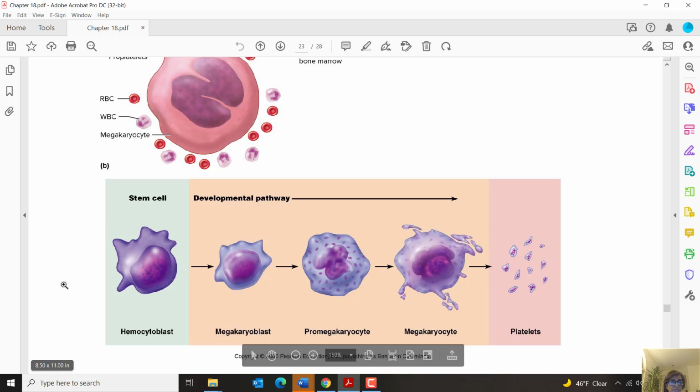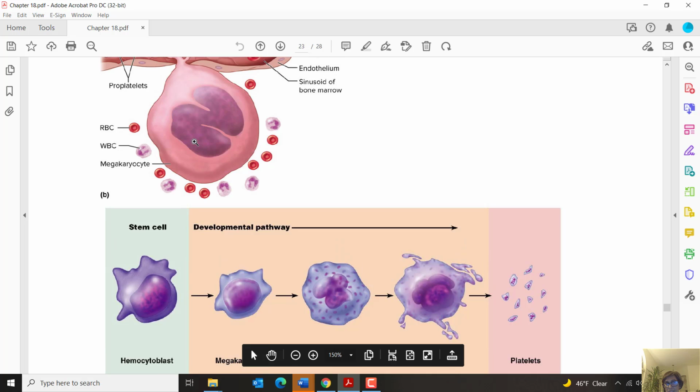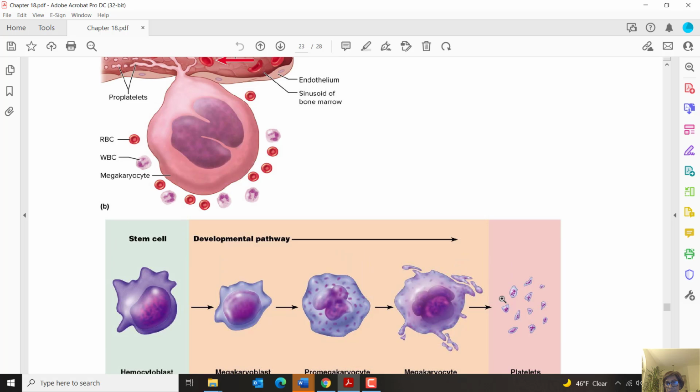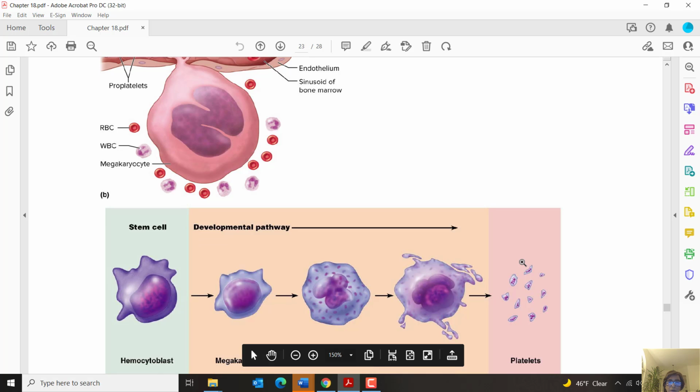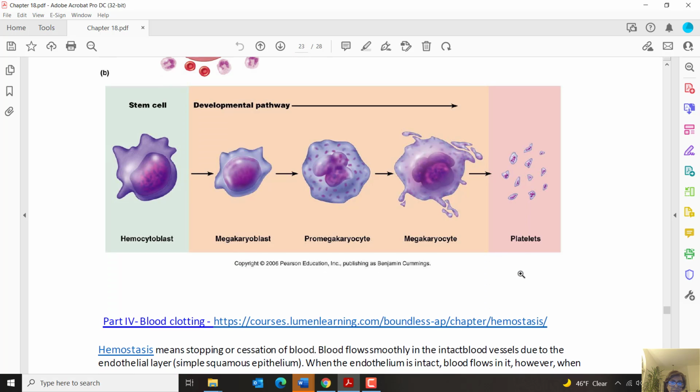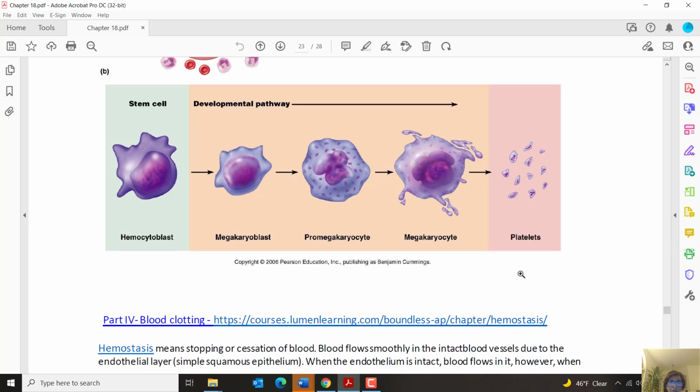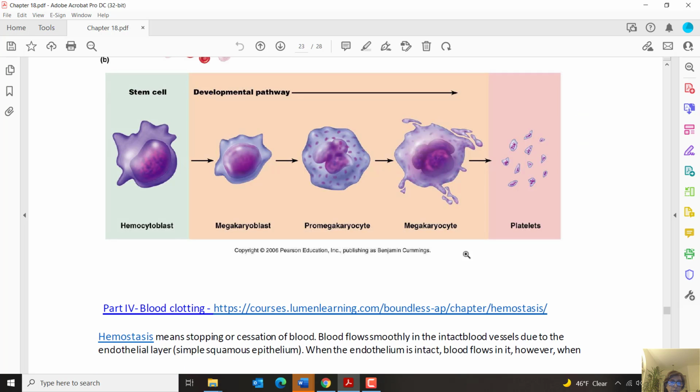So we have the hemocytoblast becoming a megakaryoblast, pro-megakaryocyte, then megakaryocyte. This is the bone marrow, and suppose this is your blood vessel, then it sends its cytoplasmic extension into this, and then the flowing blood is going to rip them apart, forming small fragments called platelets. So blood clotting, and we will talk a little bit more about this in the next slide.